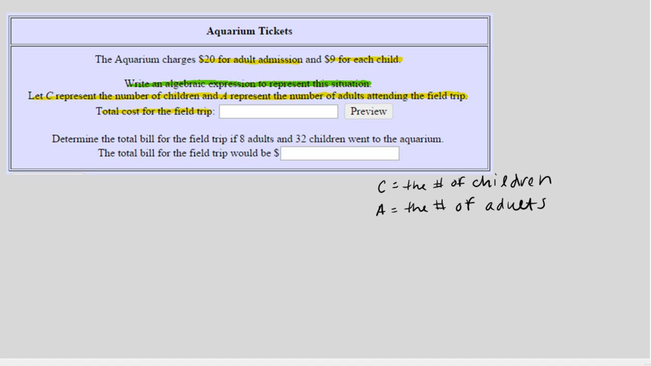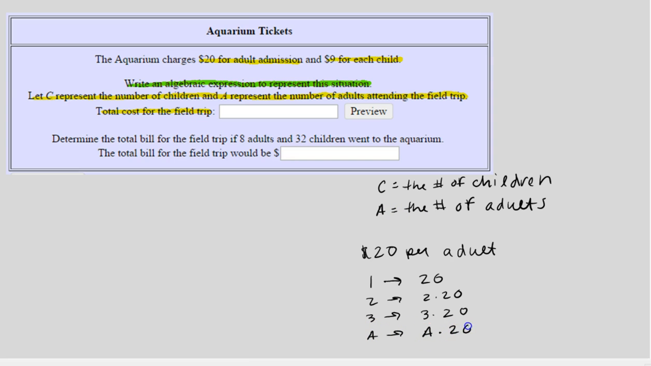So let's see what the cost would be. Well, it's $20 for adults, so you can think of it as $20 per adult. And again, this isn't a part that you have to do, this just helps you reason through it. If there was one adult, then it would be $20. Two adults would be 2 times 20. 3 adults would be 3 times 20. So if we have A adults, that would be A times 20, which we write as 20A. Okay, so that's the cost for the adults.